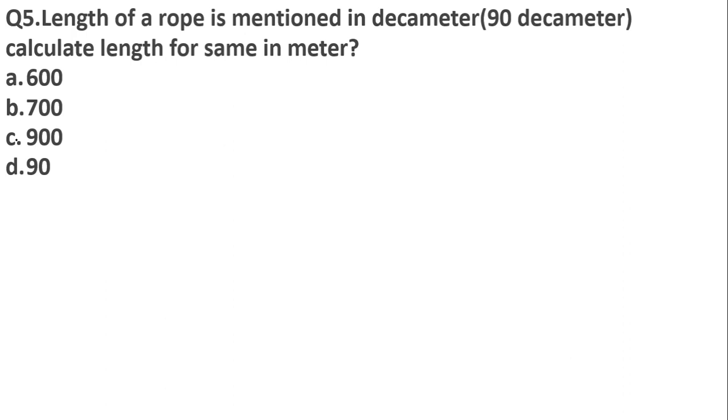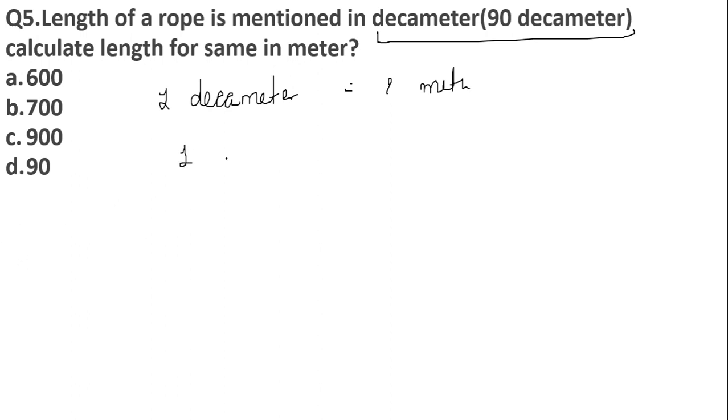Next one. The length of the rope is mentioned in decameter, that is 90 decameter. We have to convert the length of the rope, which is given in decameter, into meter. So 1 decameter is equal to how many meters is the first question. We have already discussed this in the conversion units. I'll not write it once again, but you have to understand that 1 decameter is equal to 10 meters.